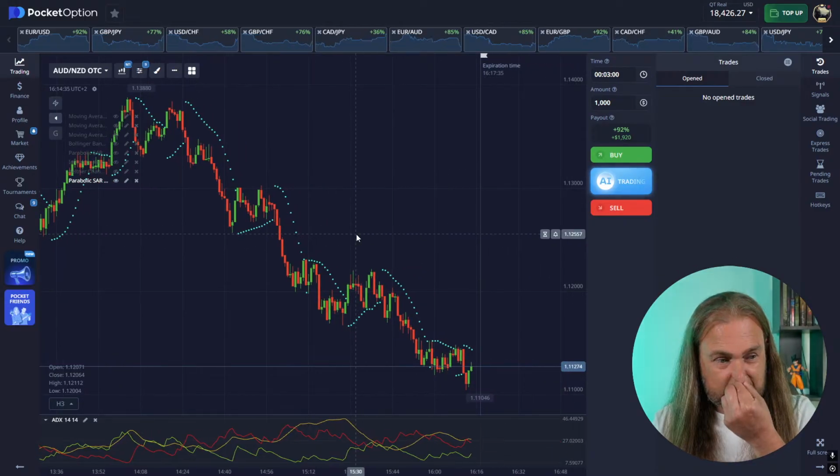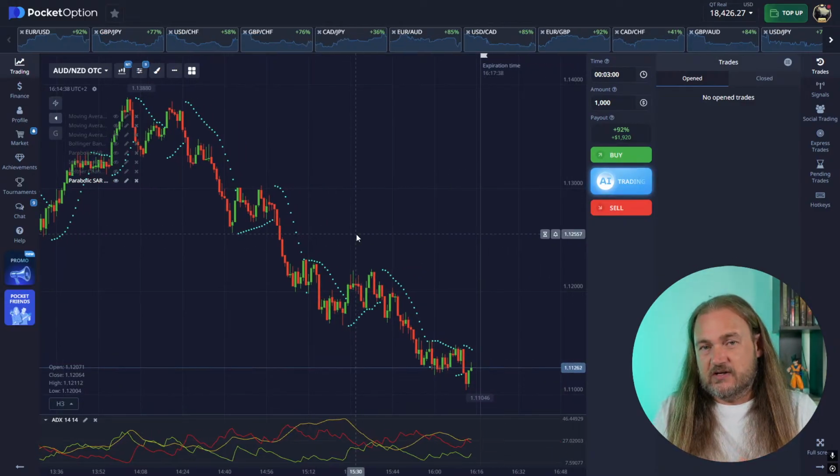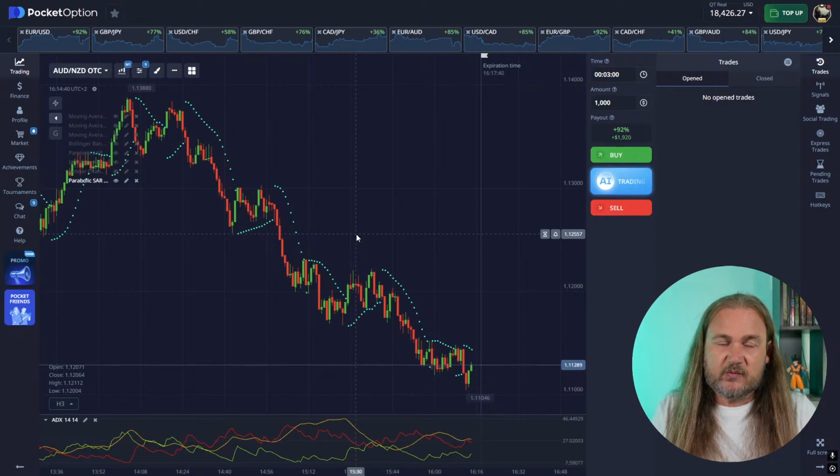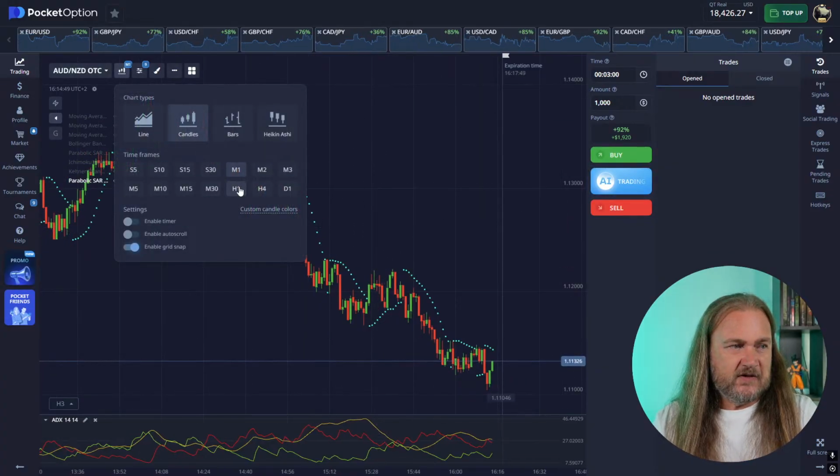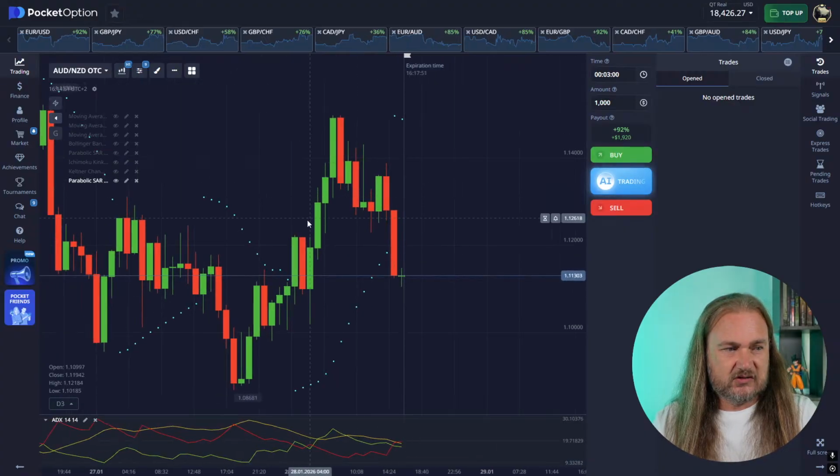Okay, so that's one of the ways we can effectively use the parabolic stop and release, which is to combine it with the ADX. It's one of the more popular ways to use it, and it works on all time frames. If you're trading Forex, you can go to 1-hour charts, for example.